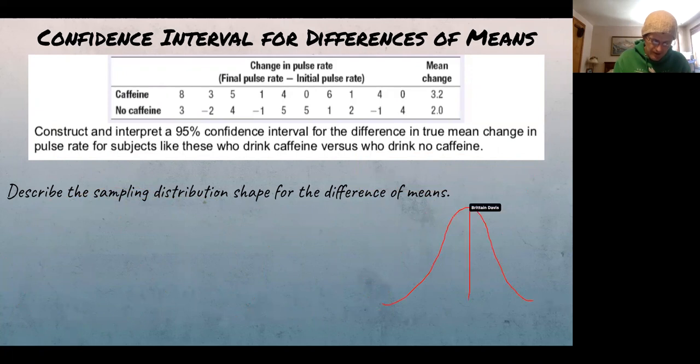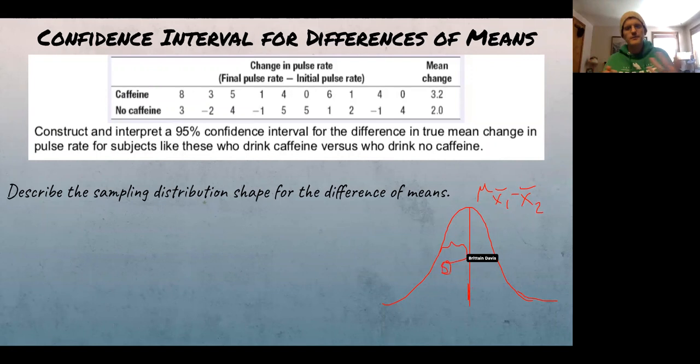This is the sampling distribution of the difference of the means. So our standard deviation right here is going to be given by, okay, we're going to come up with the equation. Let's think through how we're going to get this.